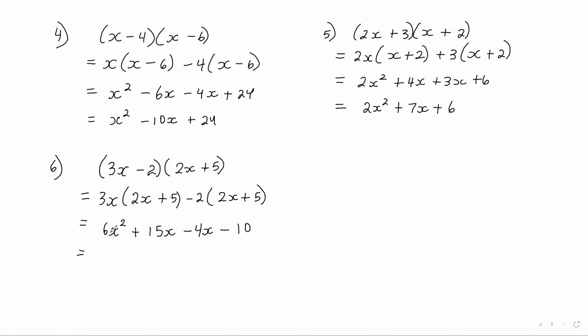And now you simplify, so this will be 6x squared plus 15 minus 4. 15 minus 4 is 11, so that'll be plus 11x minus 10. And that is your answer.